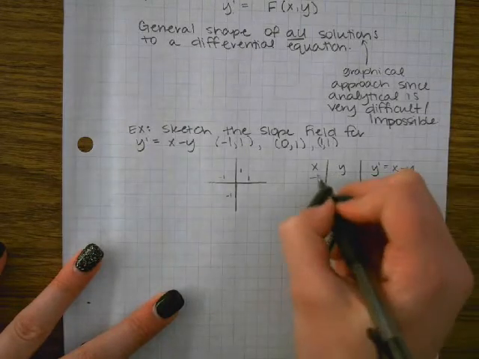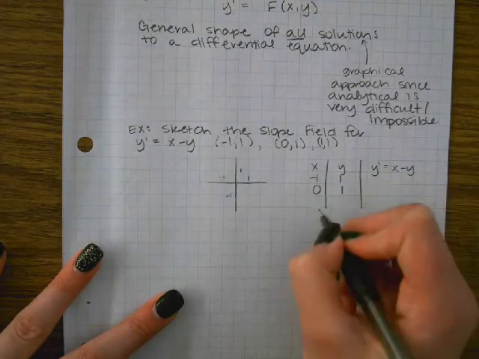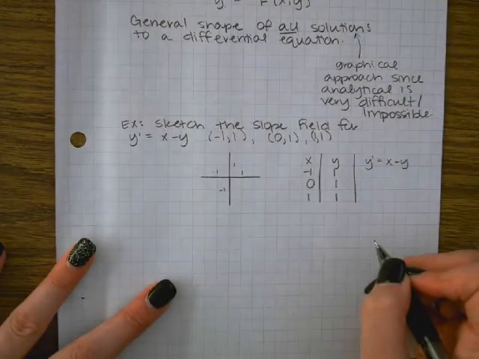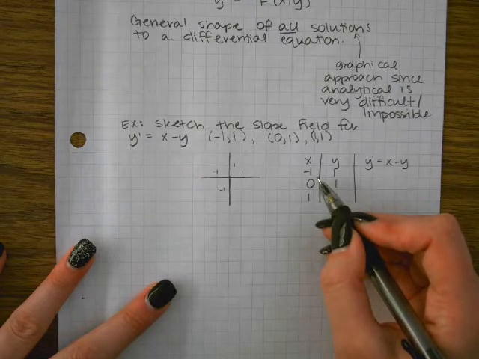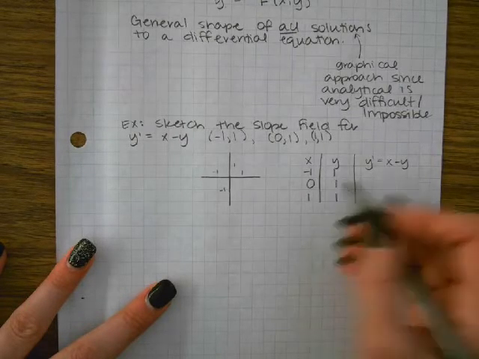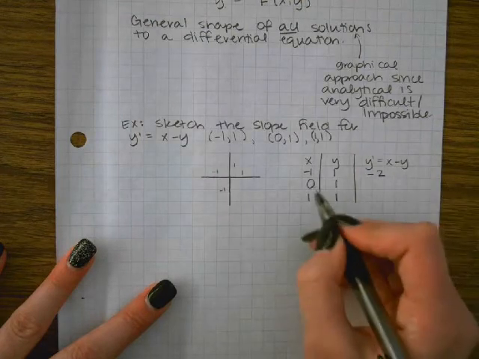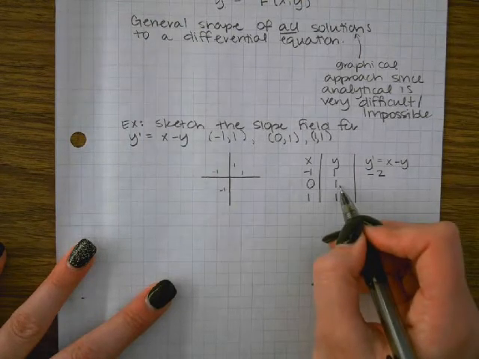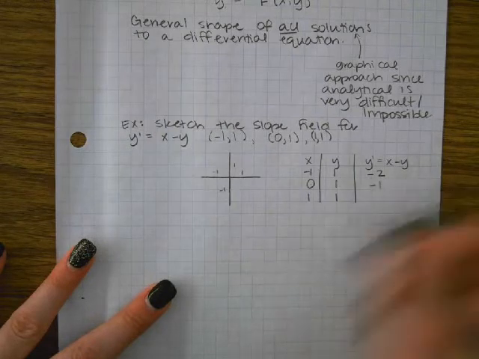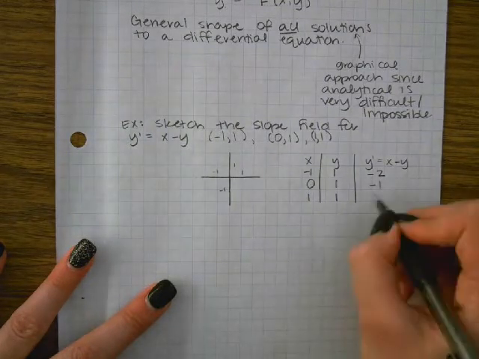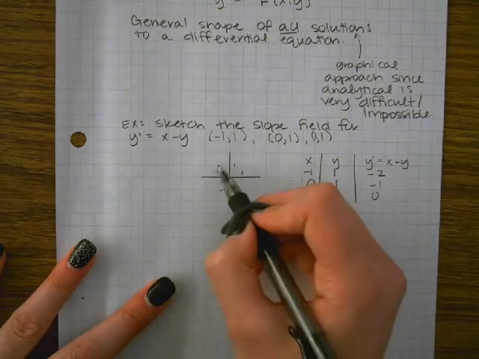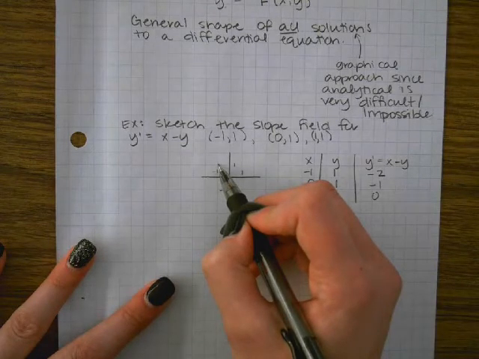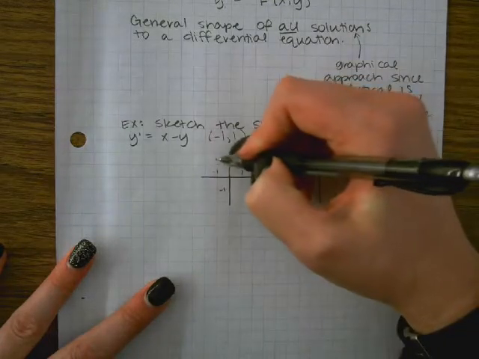So we have the point -1, 1, and the point 0, 1, and the point 1, 1. For the first one, if we do -1 minus 1, we get -2. If we do 0 minus 1, -1. And if we do 1 minus 1, we get 0. So that means at the point -1, 1, we have to draw a little line segment that has a slant that would make it look like a slope of -2. So pretty steep, a line going down that's pretty steep.